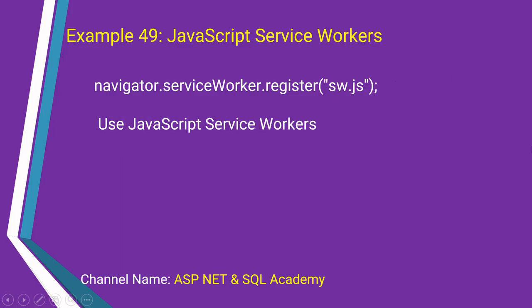Example 49. JavaScript service workers. Service workers allow us to run JavaScript code in the background, separate from the main thread. We can use the service worker API to register a new service worker. For example, let us create a service worker that caches resources.